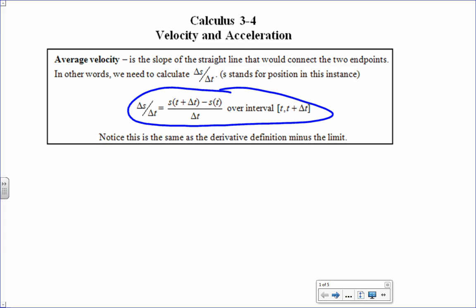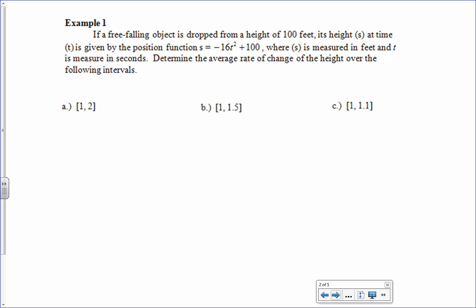So let's just try a few. There's a free-falling object. It's dropped from height 100 feet. Its height s at time t is given by the position function, and we're going to figure out where these come from a little bit later this year. We're actually going to derive the function. Where s is measured in feet and t is measured in seconds. Determine the average rate of change of the height over the following intervals.